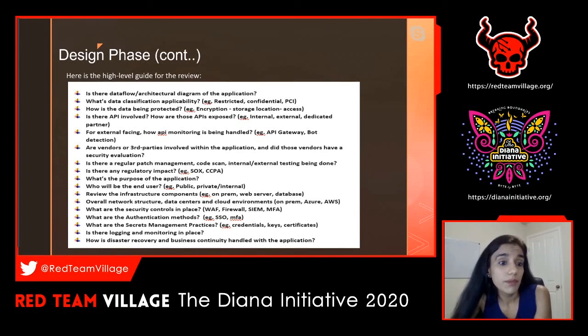So next we talk about, if there are any APIs involved, how those APIs are exposed. So if your application has APIs, let's say yes, you have those APIs, the question is: is it intended for internal use, external use, or who's going to access those APIs? Who's the end user?